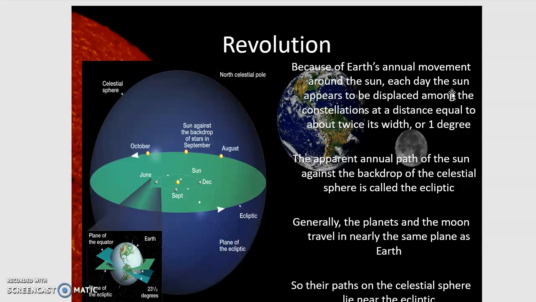Furthermore, because of Earth's annual movement around the sun, each day the sun appears to be displaced among the constellations at a distance of about 1 degree, meaning it takes us about 365 days to orbit around the sun once, and obviously the amount of degrees in that oval shape revolution is 360. So about 1 degree per day is going to be the change.